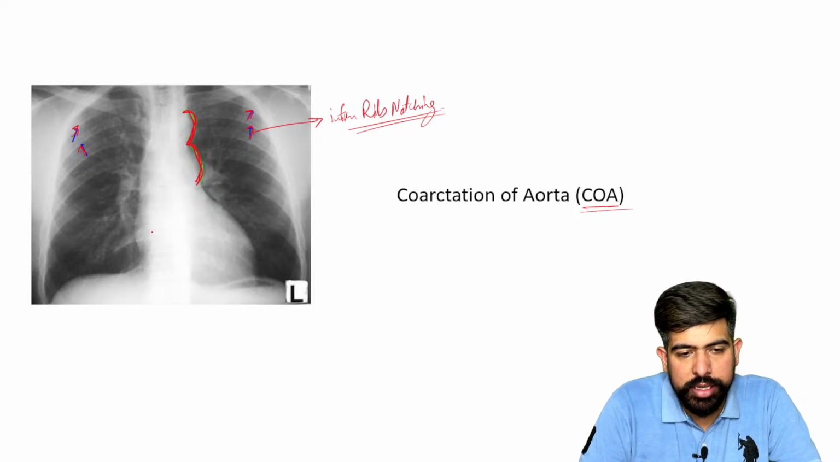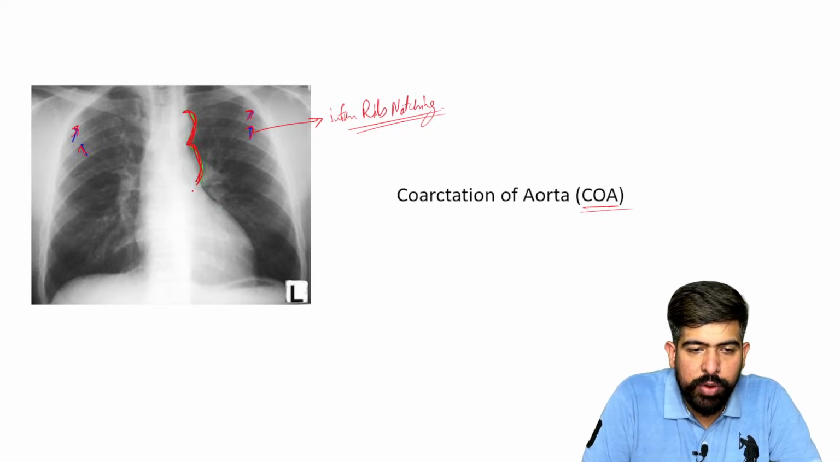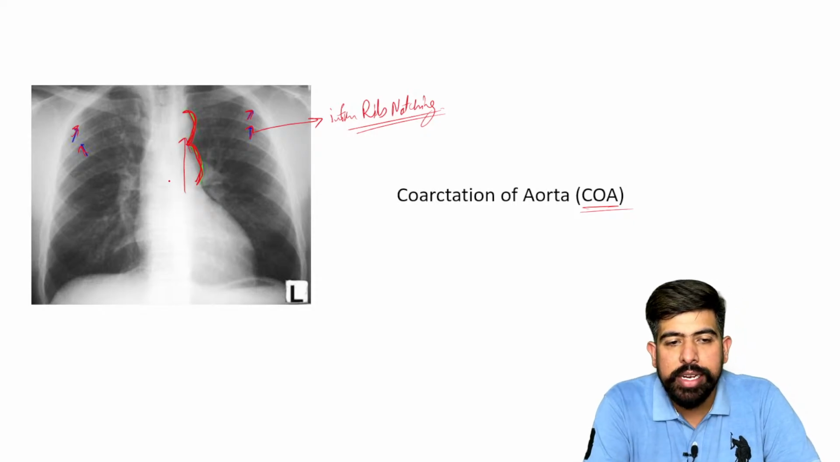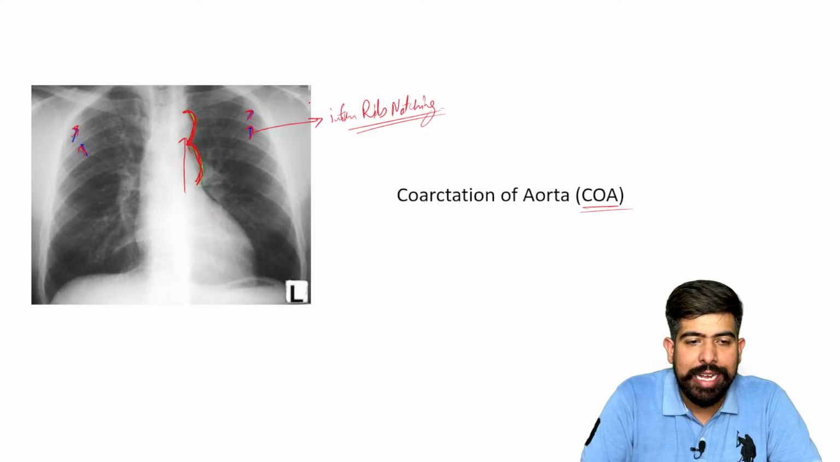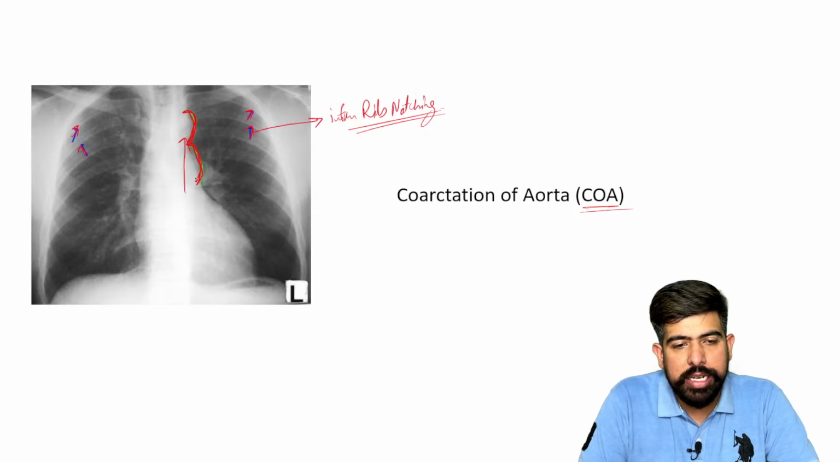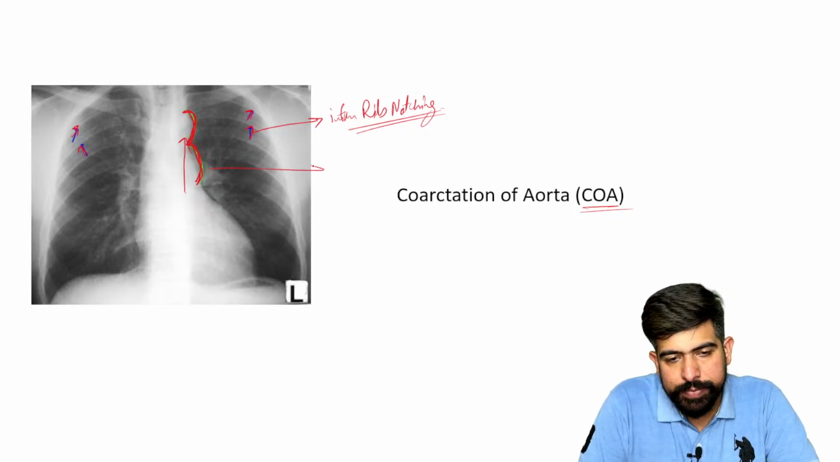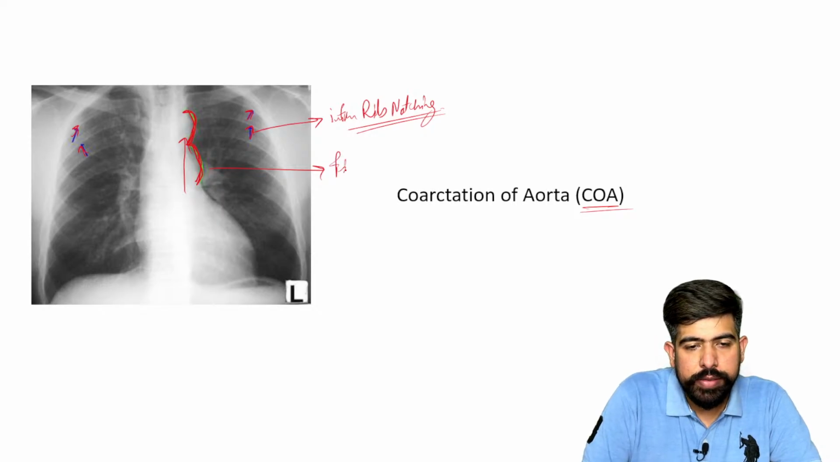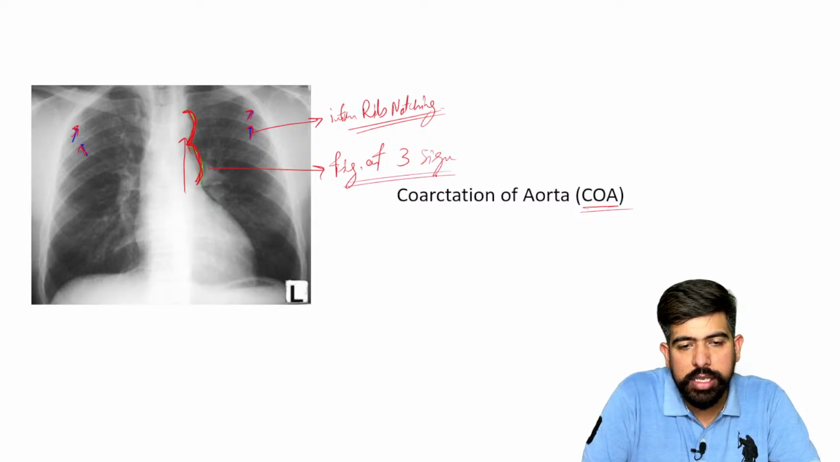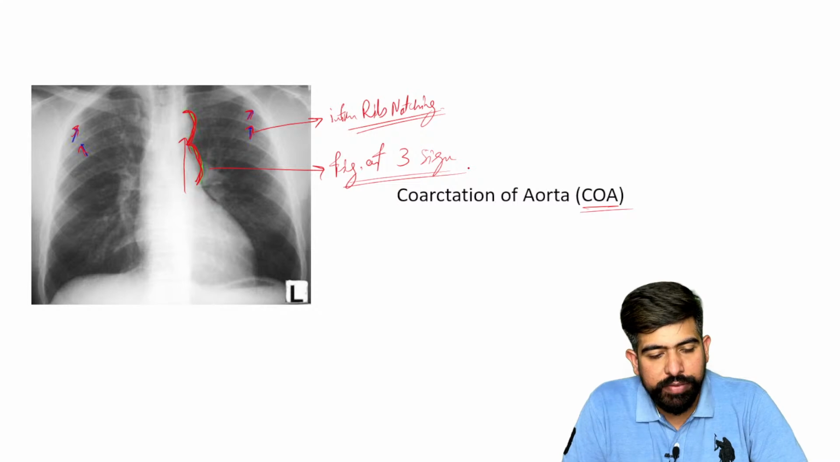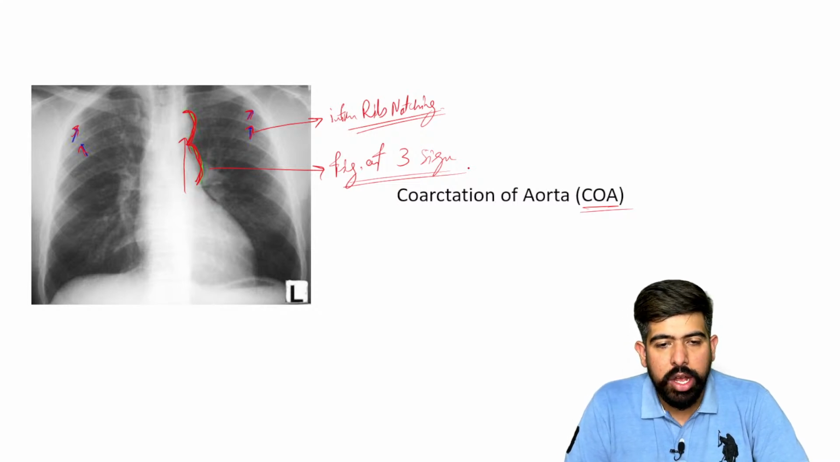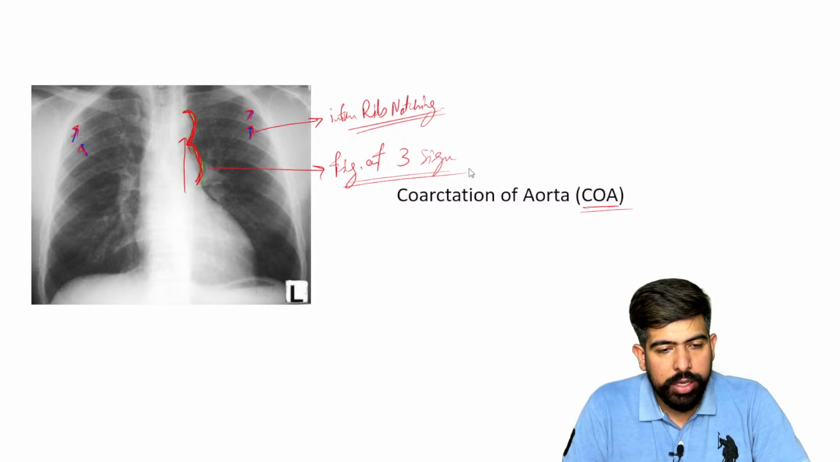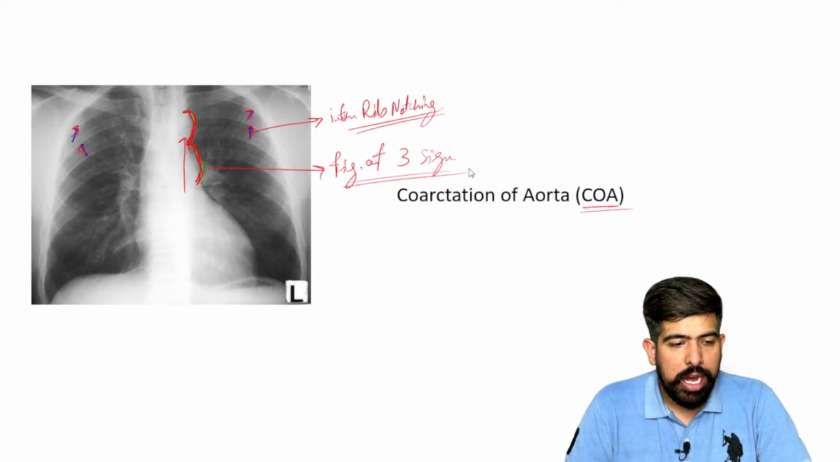If you can see over here, this is the heart, and please remember the aorta is exiting like this. So on the aorta, if we are seeing the figure of 3, as we mentioned, this is known as the figure of 3 sign, which is classically seen in coarctation of aorta. Coarctation of aorta.